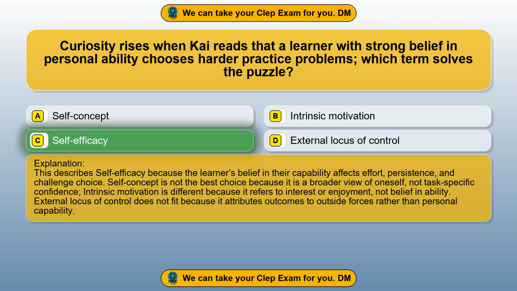This describes self-efficacy because the learner's belief in their capability affects effort, persistence, and challenge choice. Self-concept is not the best choice because it is a broader view of oneself, not task-specific confidence. Intrinsic motivation is different because it refers to interest or enjoyment, not belief in ability. External locus of control does not fit because it attributes outcomes to outside forces rather than personal capability.